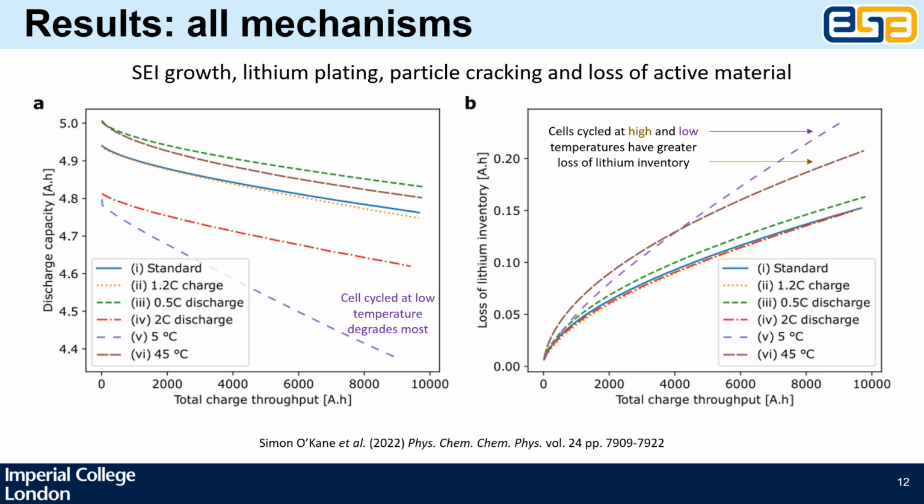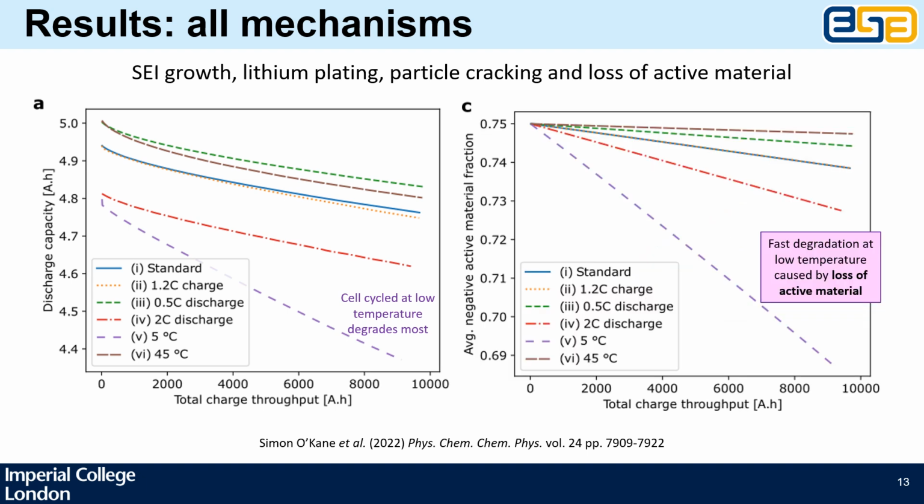But the loss of lithium inventory isn't big enough to explain the huge drop of capacity that occurs at 5 degrees. What does explain it is the loss of active material, and that's because the diffusion coefficient of lithium ions inside the graphite also has an Arrhenius temperature dependence. So at low temperature, the diffusion is slowed down, and you therefore get higher concentration gradients inside the particles, which leads to more stress and more loss of active material.